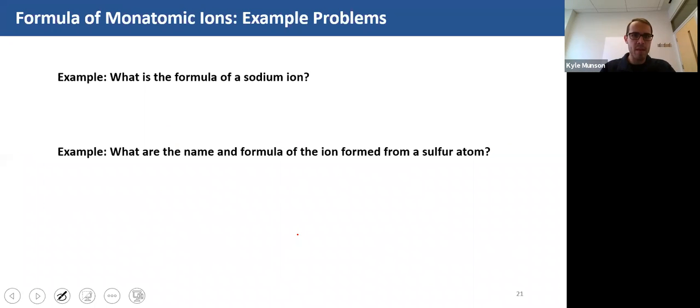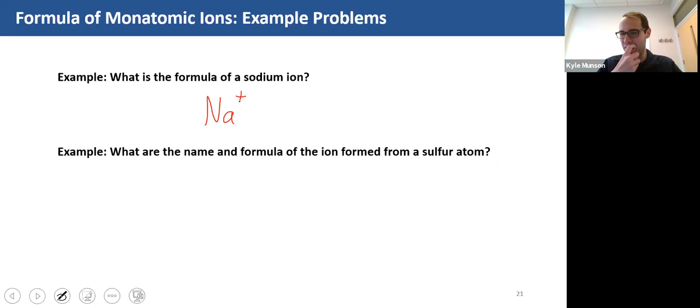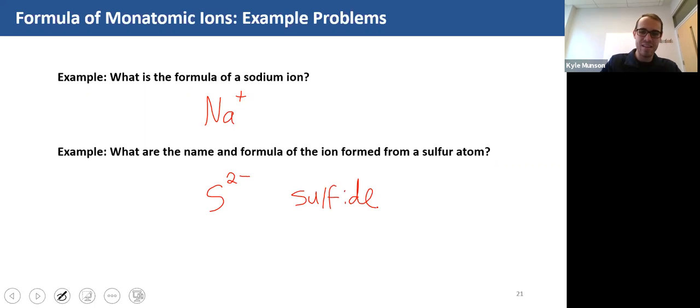So let's do some examples. I think we already just did these examples and I didn't even realize it. So write the formula of a sodium ion. We already did these examples, I got ahead of myself. This is going to be Na+. What is the name and formula of the ion formed from a sulfur atom? This is going to be S2-, sulfide. So I got ahead of myself, maybe realizing what was coming in my notes. But this is, again, how we can write the formulas and names of these monatomic ions.